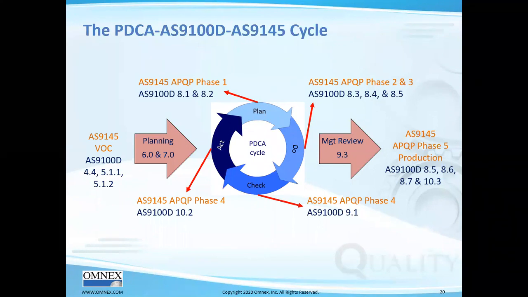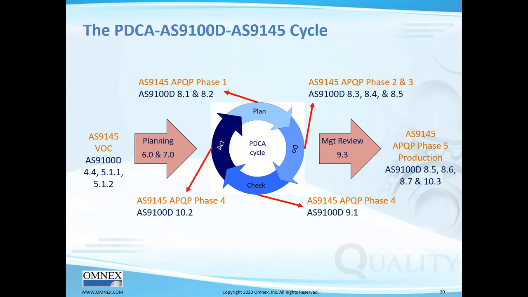And then you have check, right, which is 9.1, monitoring, measuring, and analysis, which fits perfectly with APQP phase 4, where you're going to do your verification and your validation. And then your ACT phase still fits with phase 4 because you take those verification and validation results, you analyze those, and you make any adjustments that are necessary, which tie directly to AS9100 10.2, which is your continual improvement. And then you have all that information and it feeds directly into management review in 9.3.